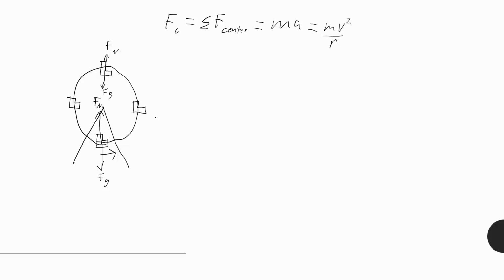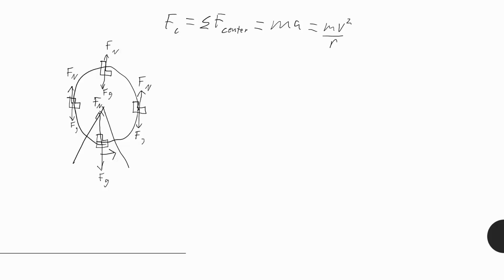Now these ones on the sides here, in this case, you've got gravity and normal, and they're balanced because your acceleration is always towards the center. At this location, there's no vertical acceleration. So in that case, gravity and normal are the same over here. I still need a force pushing me toward the center of the circle.